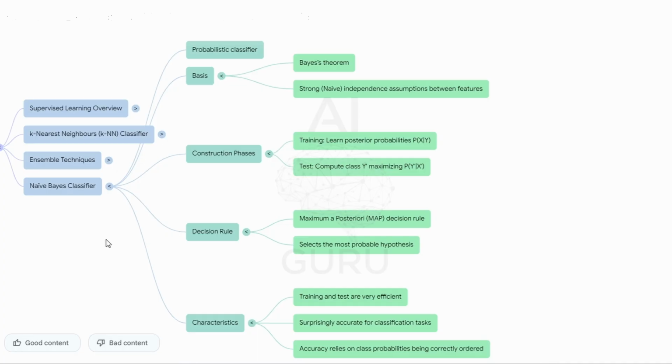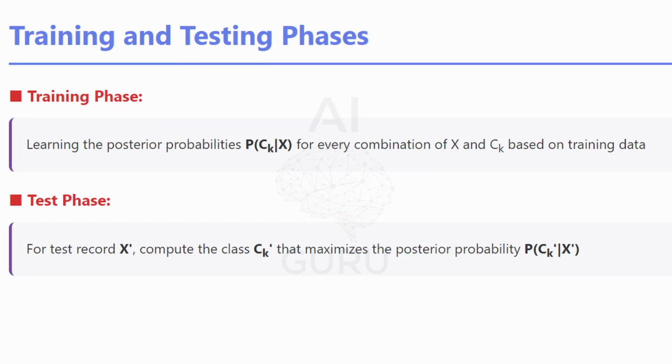In the training phase, how does the algorithm actually learn the pieces it needs? The training phase for naive Bayes is remarkably simple and incredibly fast. It basically involves learning two things from the training data. First, the prior probabilities, P(C), for each class. That's just counting what percentage of the training examples belong to Class A, Class B, etc. Second, it needs the conditional likelihoods P(x_i | C) for every feature x_i and every class C.